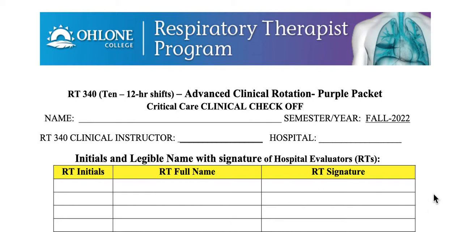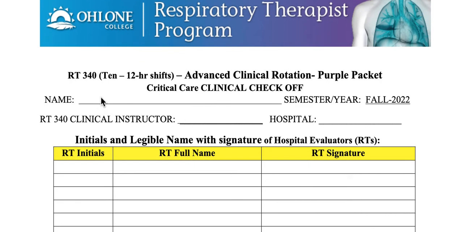Now, when you look at this document, it comes in a purple folder, which is not unique to this course. All students from Maloney College bring in the purple folder that contains a packet that they need to complete for the rotation. Now, critical care in this case is their goal, and that was the RT 340 to-do list that you saw. This is part 2.